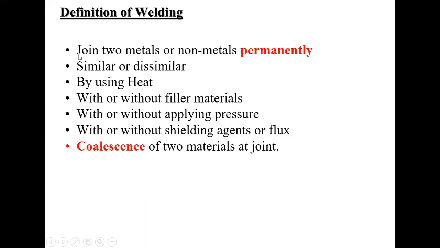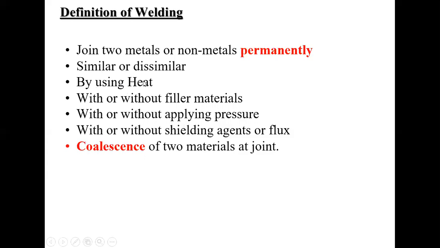Next point I am going to discuss, that is the similar or dissimilar type. That means any metal or non-metals, whether of similar type or dissimilar type, can be joined through this welding process. Another important term is the heat. That means we require heat to melt the base metals to join them, and this is the main requirement for our welding process. In my next slide, I'm going to discuss how to produce this heat.